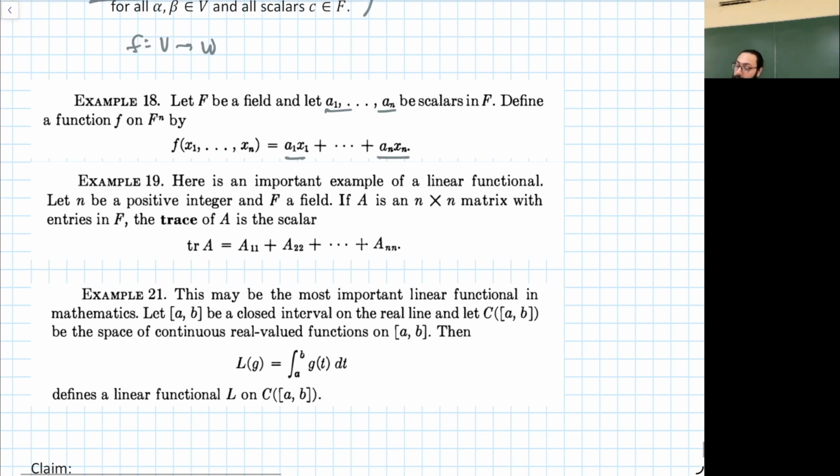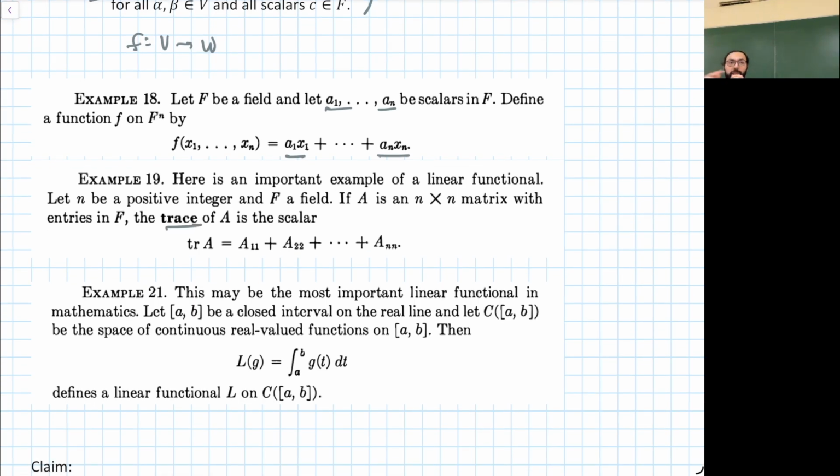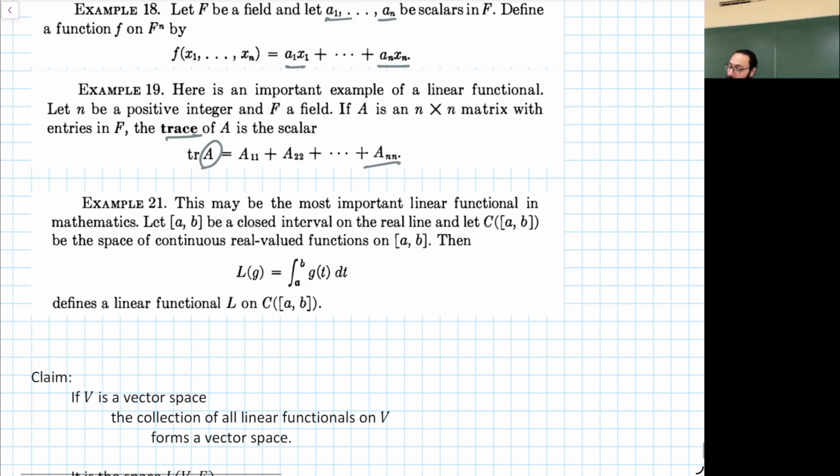The other one is the trace, right? This everyone has seen. Trace is you just sum the diagonal entries in a matrix, and it's a very fundamental object. We'll see. What is it doing? It's taking the matrix and mapping it to a scalar. Okay? So this is also a linear function. And then there's one about integration that we'll not go into too much.